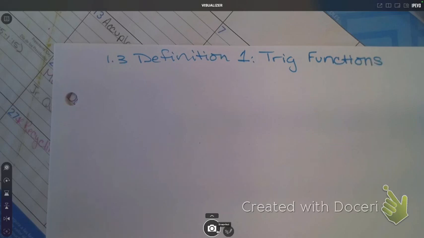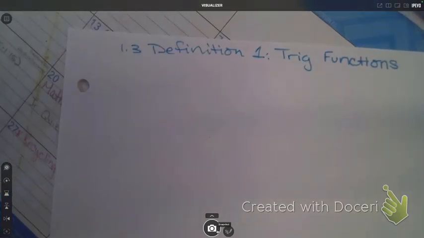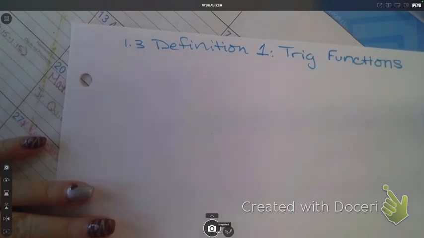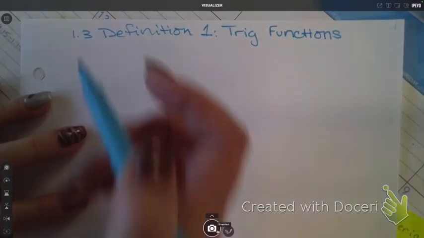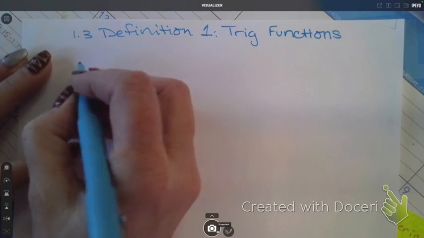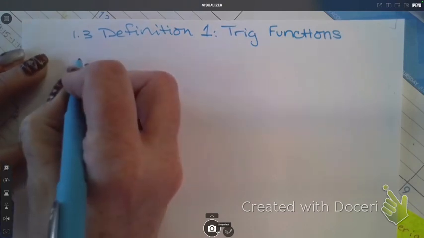I will write them in a way that makes sense to me. In the textbook, there's a table on page 27 that has them just listed. I try to pair them up so they make more sense. So we're first going to talk about a triangle.